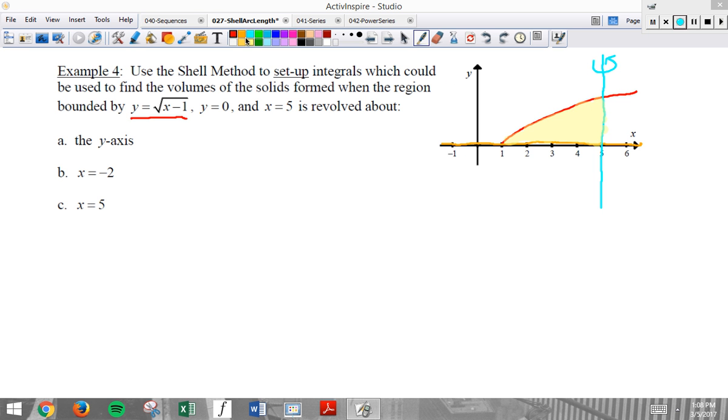So now I'm using the shell method. Why do I have to use the shell method? Because they told me to. Sorry, I drew that there. It shouldn't be there yet.